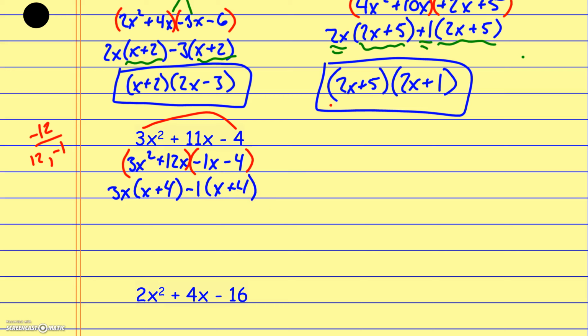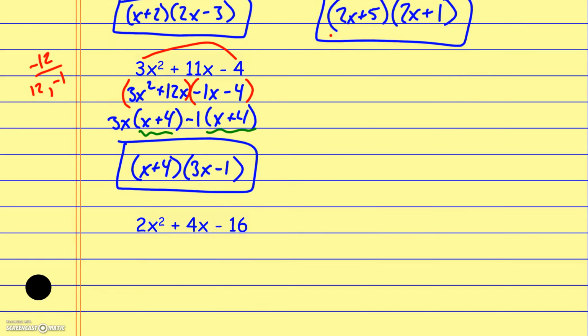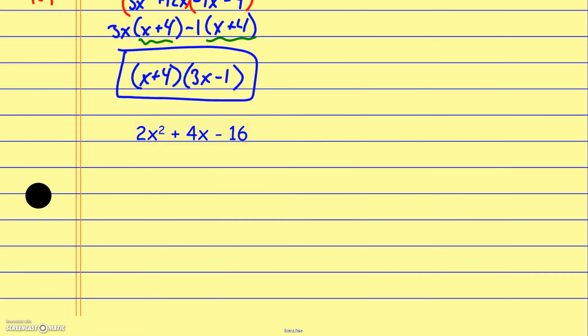And now from here, I can see the two polynomials that they have in common. So one of my factors is the x plus 4. The other factor is what I would be left with, which is the 3x minus 1. Okay? So again, build a bridge, split up the middle term, factor by grouping. And now this next one, I could build a bridge and split up the middle term and factor by grouping, and that would be fine.